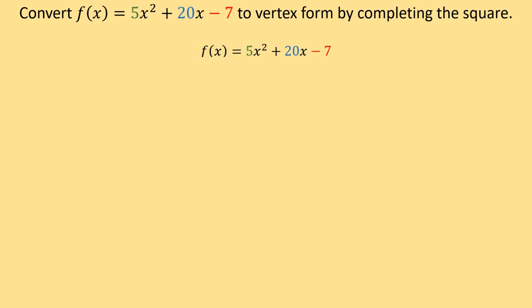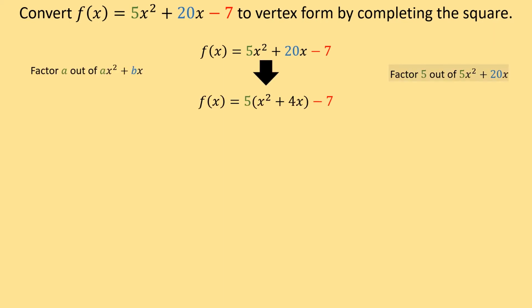And so, since our a value is 5, or it's not 1, the first step is going to be factoring our a value out of the ax squared plus bx term, which in this case is 5x squared plus 20x. So when I factor 5 out, I get 5 times the quantity x squared plus 4x, where that 4 just comes from dividing 20 by 5.